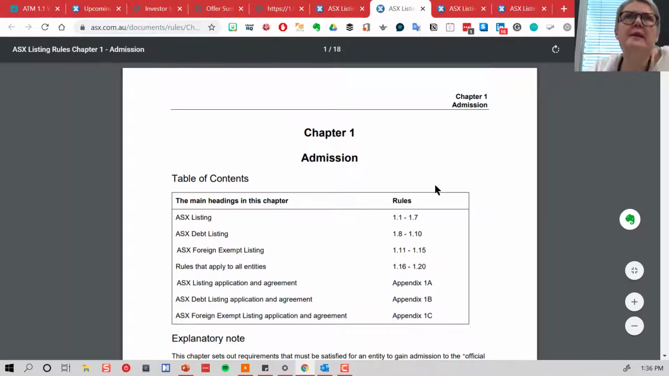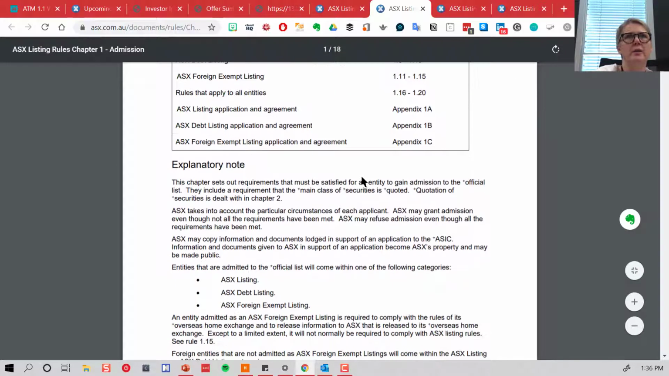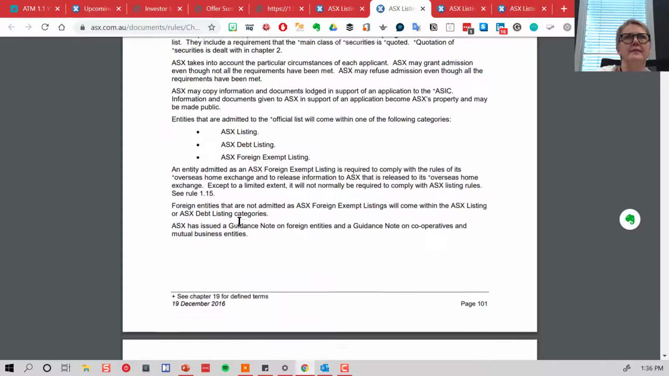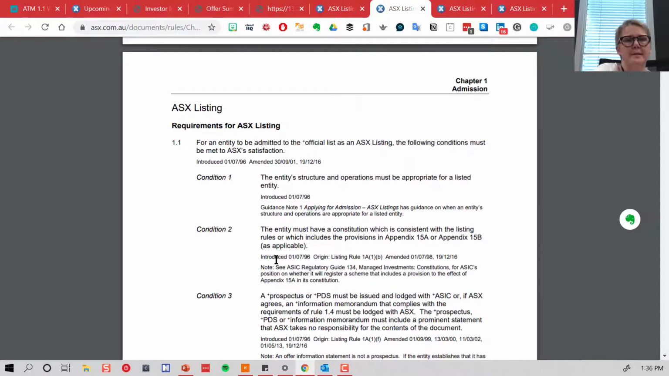Chapters 1 and Chapter 2 are pretty short, really, and I'm not going to go through them in detail. I just want to show you quickly what they look like. Nice little explanatory note at the beginning, explains this point of entities that we just spoke about, talks about the different kinds of listing that are available, and it sets out now what requirements for listing are. So, in theory at least, any company that is seeking listing would be well advised to go and look here and say, am I actually going to meet the conditions?